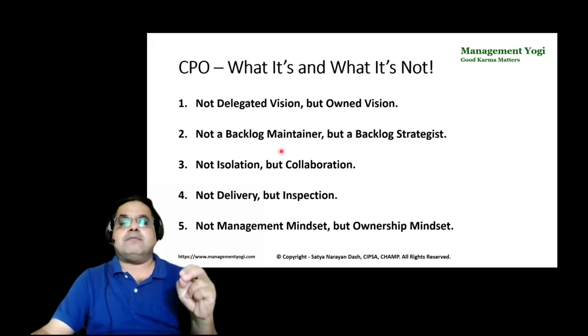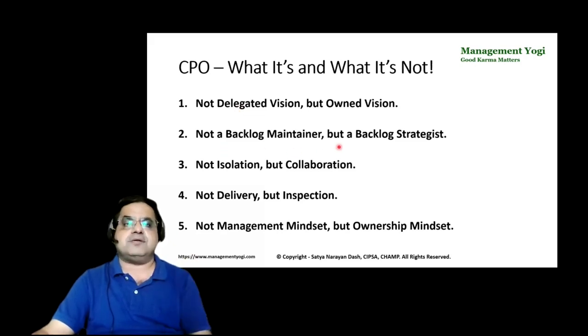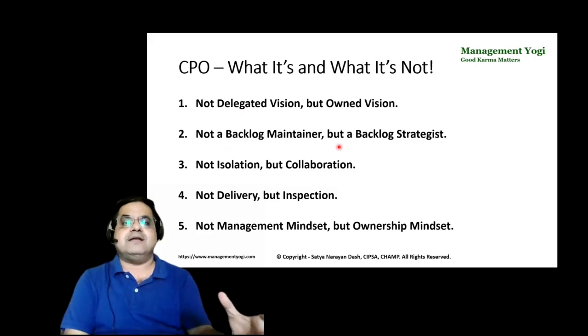Two, not a backlog maintainer, but a backlog strategist. The CPO is not a backlog maintaining person. That is, if a ticket has been raised with respect to the requirement, what is the status of that requirement? Is it open, closed, or any other workflow state? Rather, the CPO is a backlog strategist. Now, what do I mean by backlog strategist?